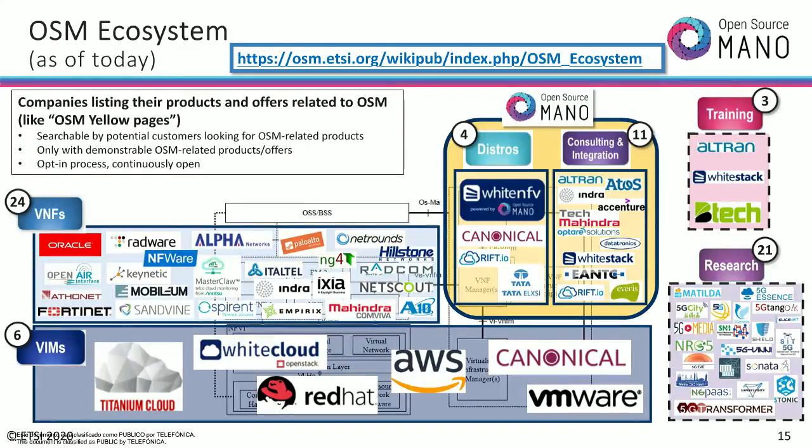One further question has come in: are there any ways OSM can automatically test the network service deployment after instantiation?